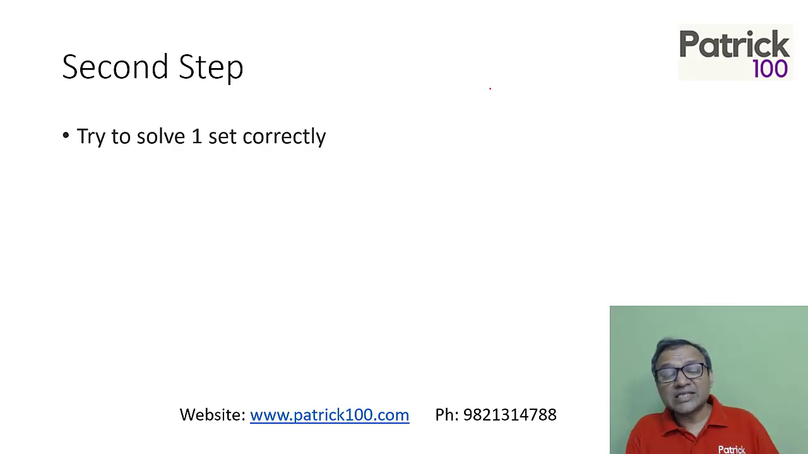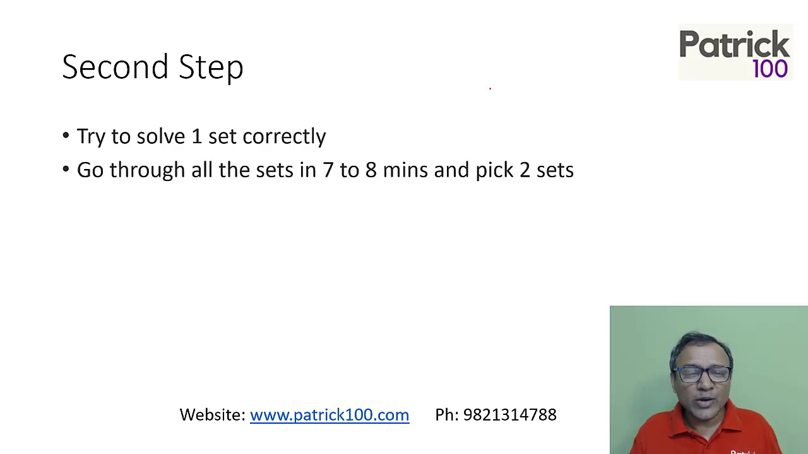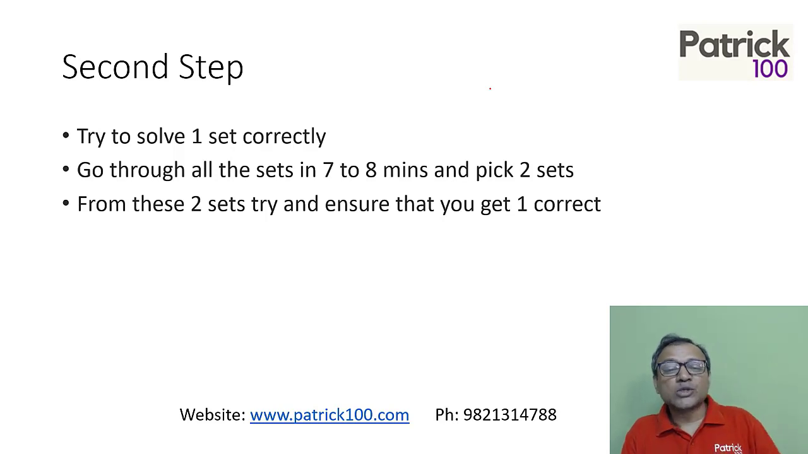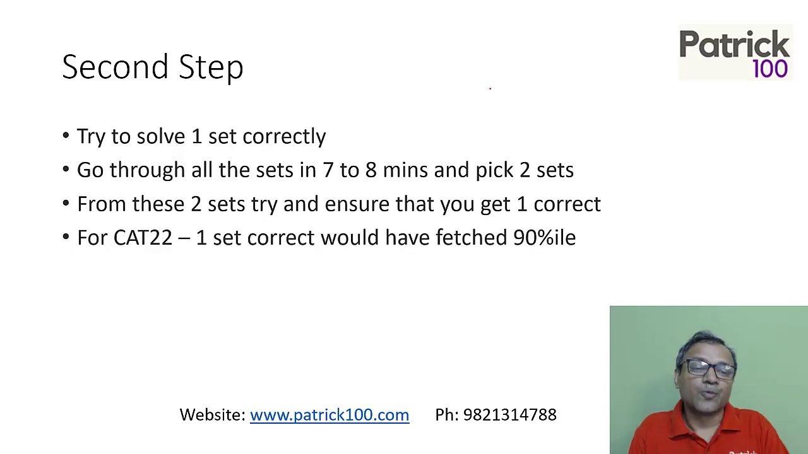The second step: once you have selected a set, try to get at least one set correct. Go through the 7 to 8 minutes and pick 2 sets. From those 2 sets, try to ensure you get one correct in the given time frame. That is what your focus should be: complete it correctly without any mistakes. Avoid silly mistakes. The moment your accuracy improves in a set, your marks will automatically tend to improve. For CAT 22, even if you had got one complete set correct, you would have fetched a 90 percentile.